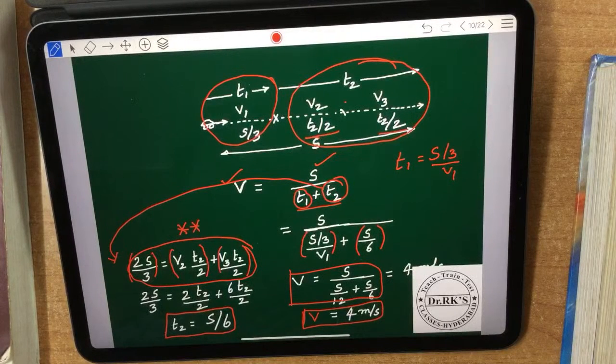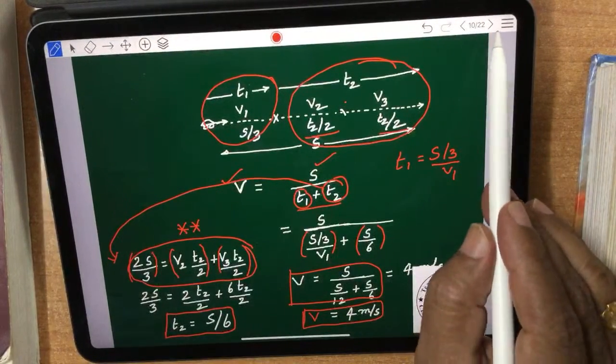Okay, very good. One of the students has sent the correct answer. Very good. Excellent. I don't know his student name. Okay, fine. Don't worry. Okay, good.